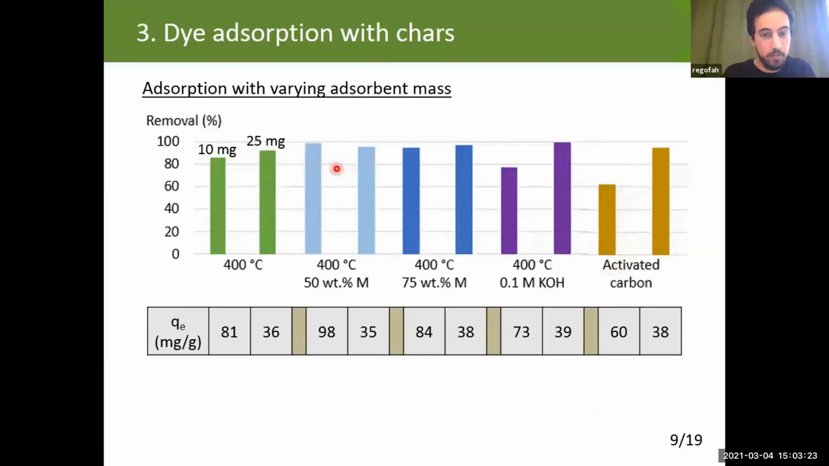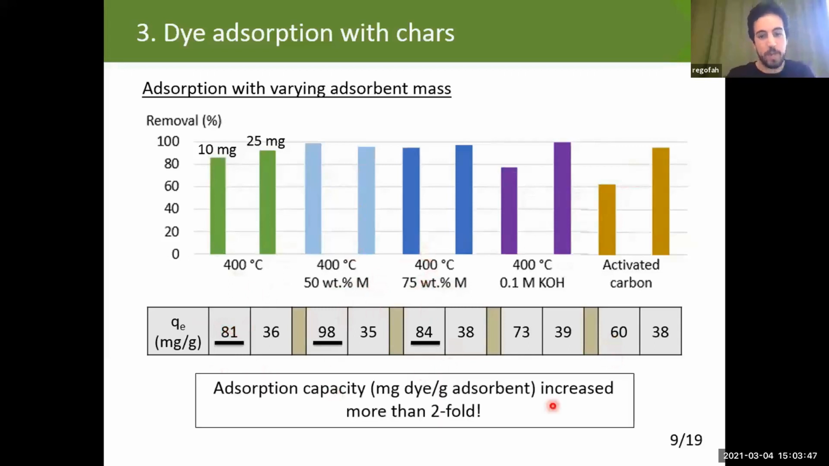And I could get very good removals even with a lower amount of char for the slow pyrolysis char on its own, and for the char from the elevated feedstock moisture experiments. And also this one is, let's say, comparable to the activated carbon. And then looking at the adsorption capacity, which each two values belong to the columns here, I found that the adsorption capacity could be increased more than twofold for some of the chars, for these chars in particular, which is very good. So you use less char to absorb the same amount of dye, which brings benefits economically.